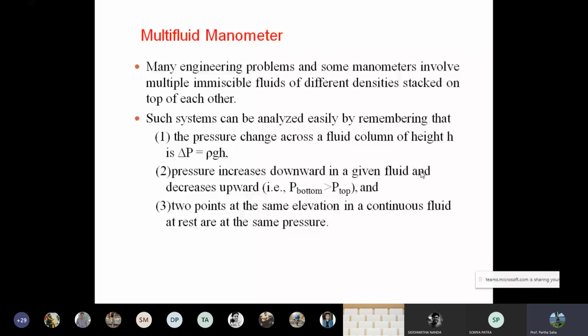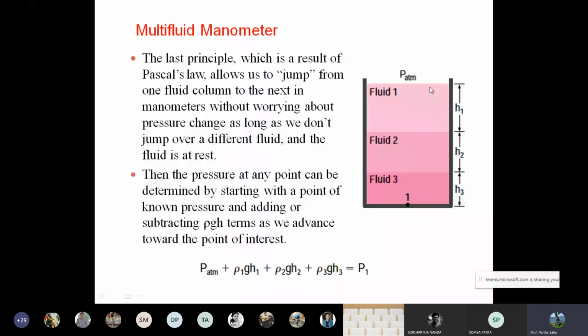So I think you can see the picture here. As you can see, there are three different fluids stacked on top of each other, each having a density and a height. Obviously, the densities are different, and the elevation heights are also different. So the total pressure P1 will be the atmospheric pressure plus the pressure head due to each fluid, that is rho 1 g h1, rho 2 g h2, rho 3 g h3.